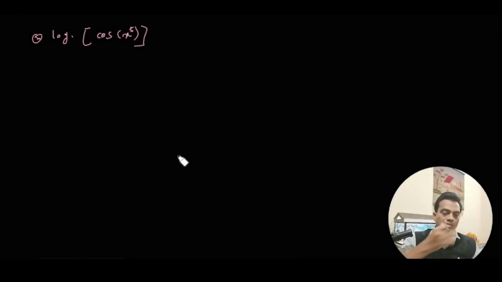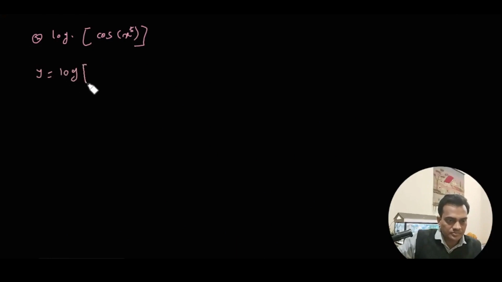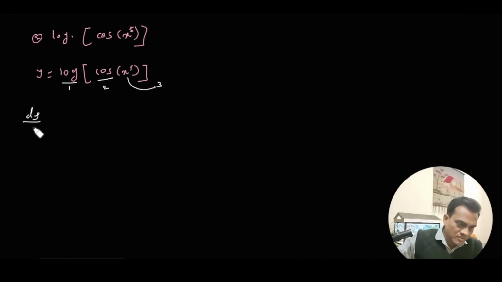Now we have to find out the derivative of this particular function. So I will first of all make it equal to y. So y is equal to log of cos x raised to 5. Now how many functions are there? Log is the first function, then cos is the second function, x raised to 5 is the third function. So 3 functions are there. So it is an example of a composite function.